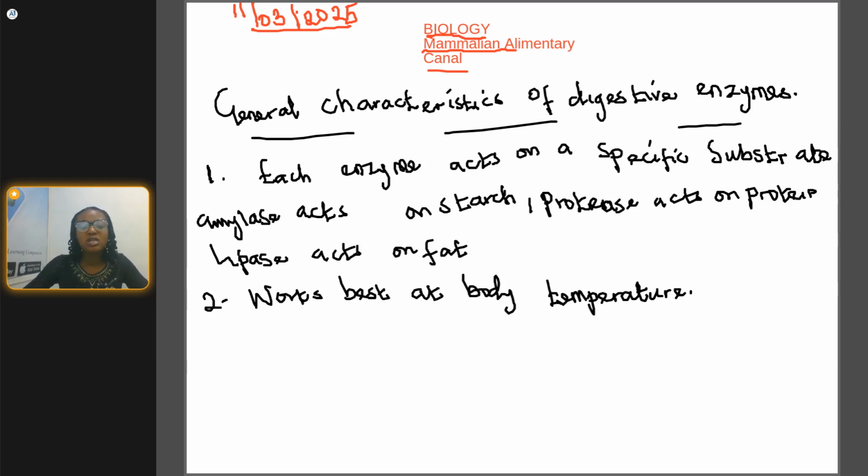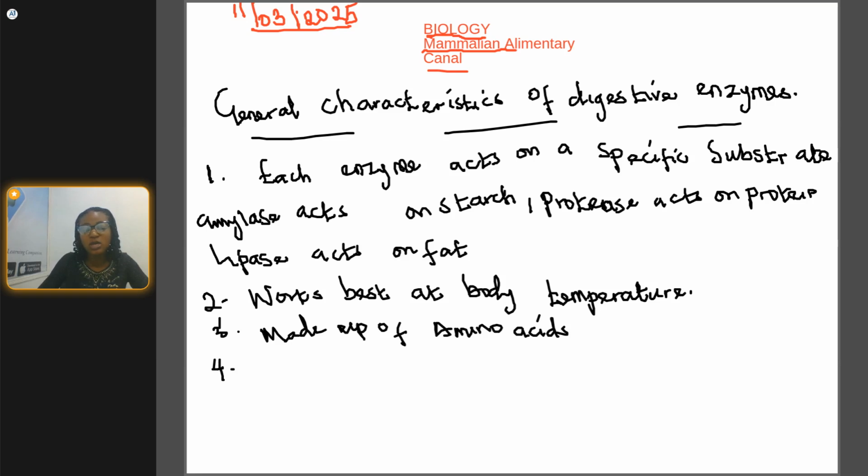Okay, and also it speeds up the chemical reactions. It speeds up reactions in the body. So we have different characteristics.